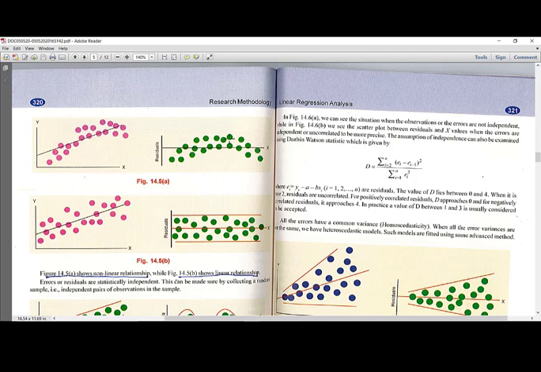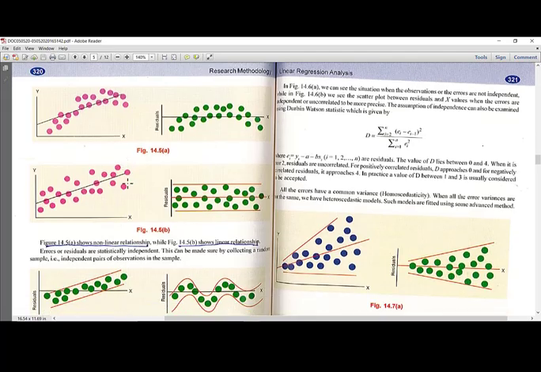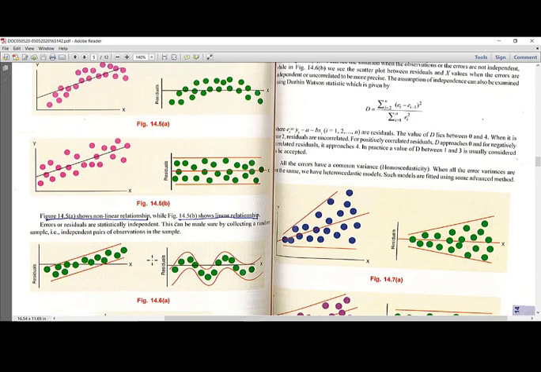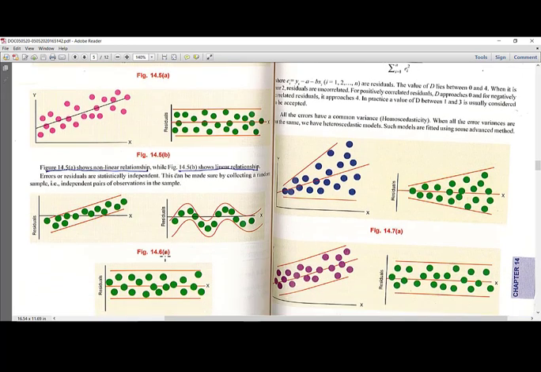Similarly, here also you can see it is some non-linear type of relation. There is no meaning to fit a straight line. And now coming to this figure B, it shows the linear relationship. This figure as well as this figure. Errors or residuals are statistically independent. This can be made sure by collecting a random sample, that is, independent pairs of observations in the sample.